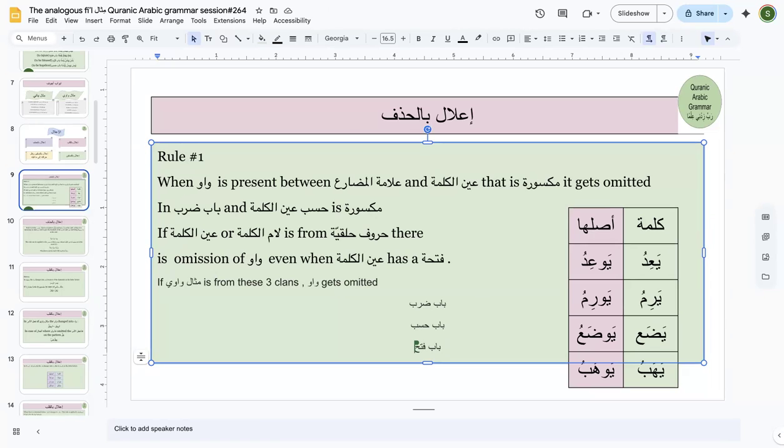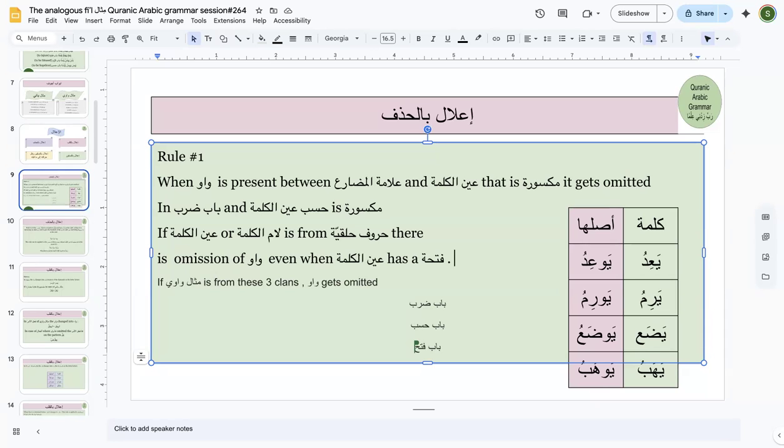Okay, so some books you will find in there that waw gets omitted in these af'al, daraba, hasiba, fataha. Waw does not get omitted in samia. Okay, waw does not get omitted in samia. And there is a word in Quran.